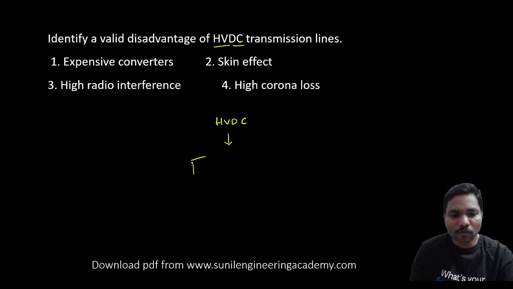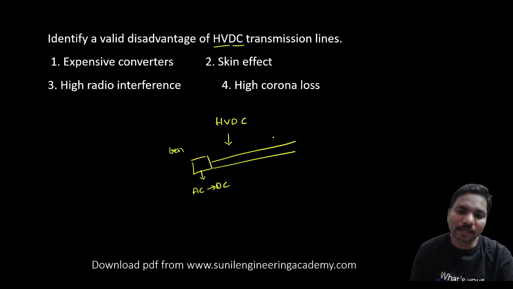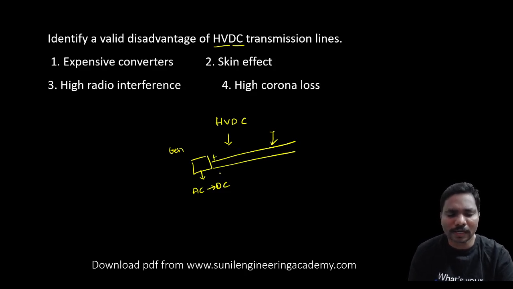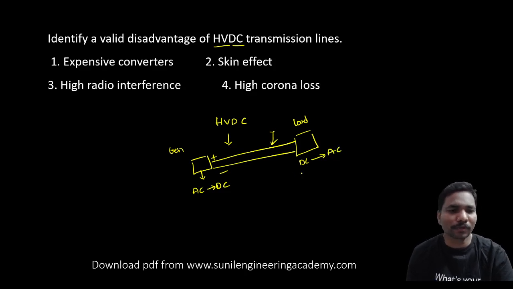Whatever the voltage at the generating side, we need to convert AC to DC using a converter. And we are transmitting DC by using just a two-wire system, a positive and a negative. So we can reduce the conductor size, and as the conductor size reduces, losses are also reduced. At the receiving end, at the load end, again we convert DC to AC. So this is the process, I think you know very well.